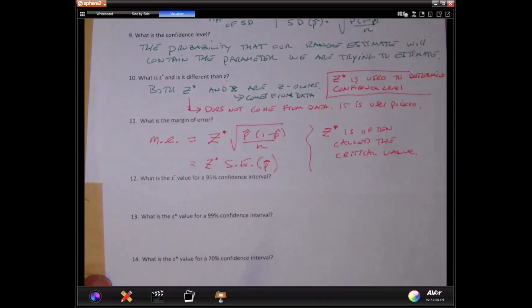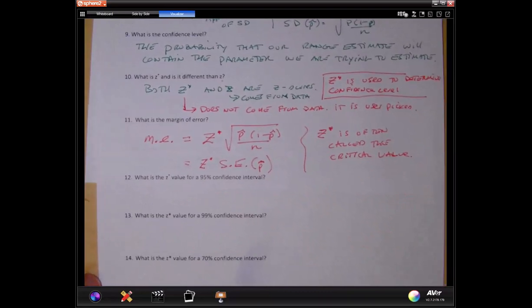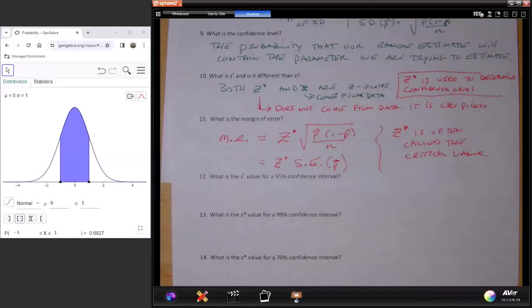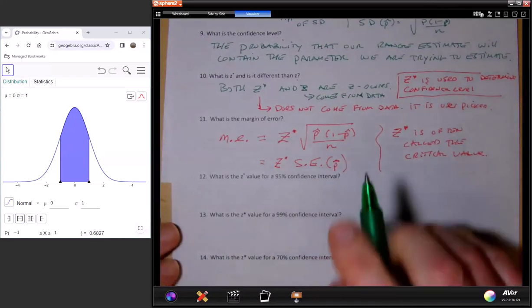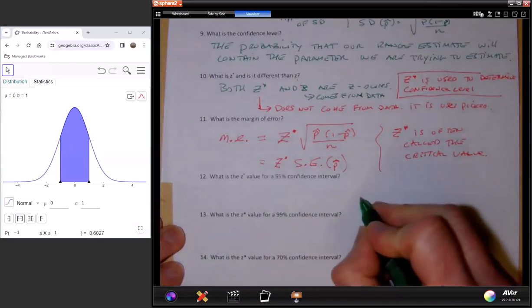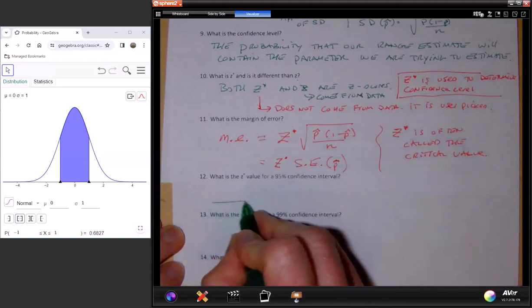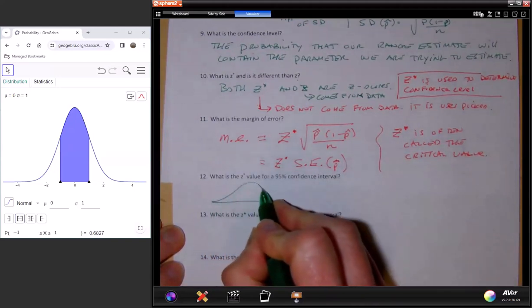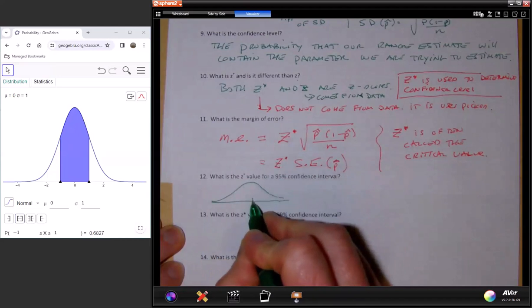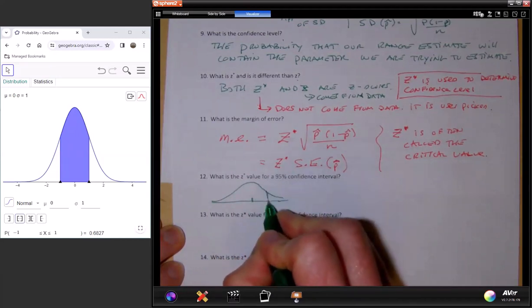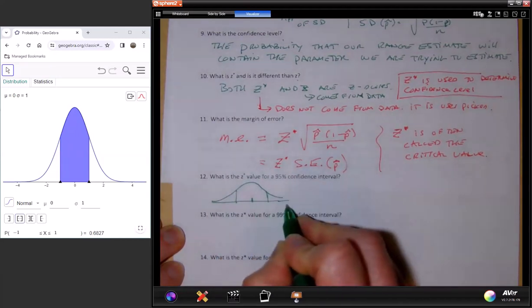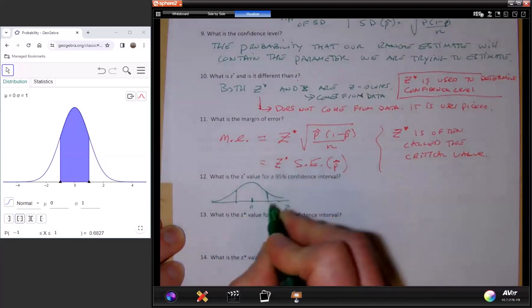What is the Z star value for a 95% confidence interval? Well, I'm glad you asked. So if you wanted to find the Z star for the 95% confidence interval, here's what you want to think about. 95% means the middle 95%. And remember, we're going after the Z star. Put 0 here.